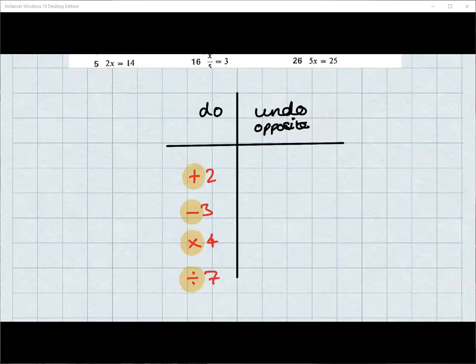So if I'm going to be doing an add 2, how do I inverse it? How do I do the opposite? You subtract 2. And what's the opposite of minus 3? You add 3. Opposite of times by 4, divide by 4. And then the opposite of divide by 7, times by 7. Beautiful. Now the key thing here that you need to concentrate on is: opposite of add is minus, minus is add, multiply, divide, divide, and multiply. So these are the inverses.